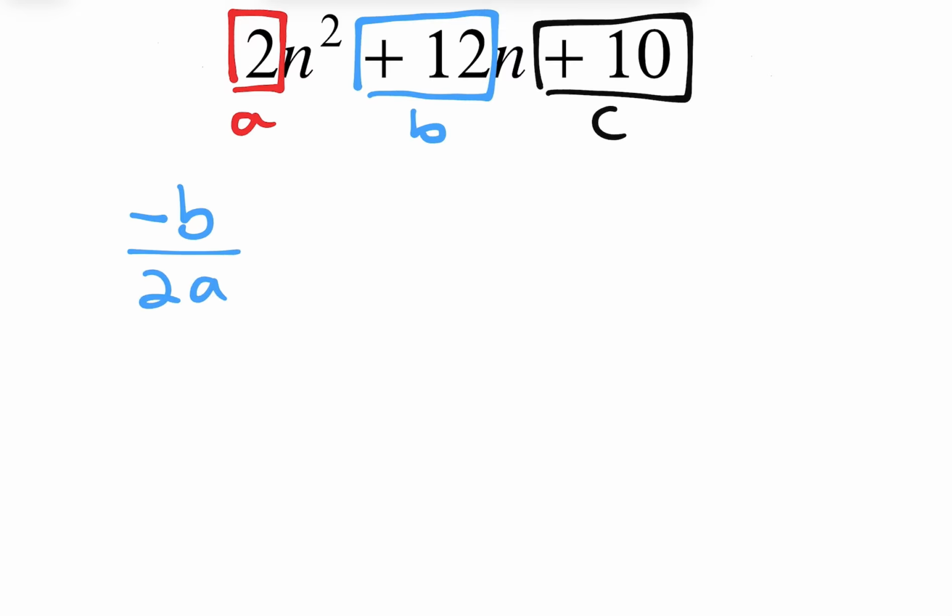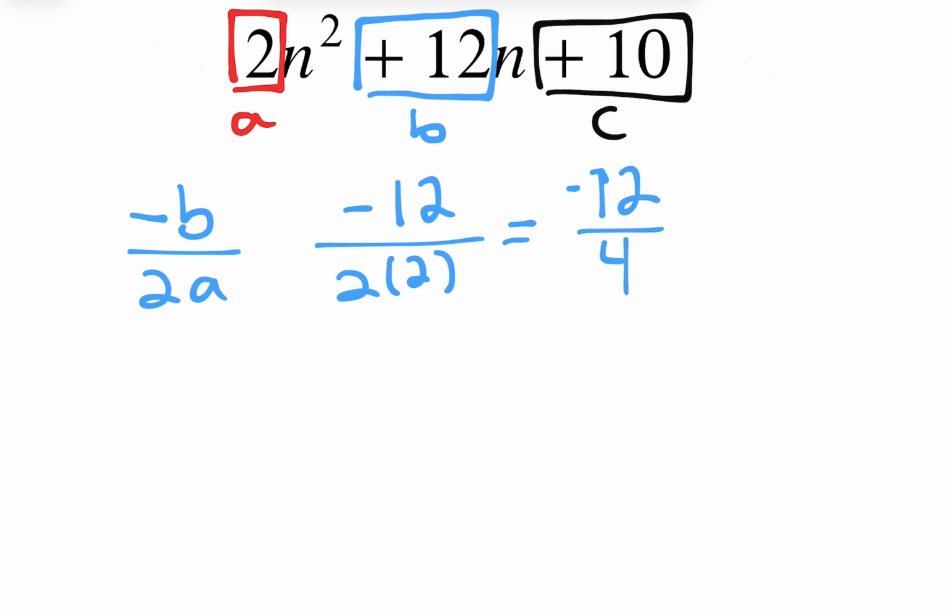So our b value here is 12, so we'll take negative 12, the opposite of b, over 2 times our a value, which in this case is 2, and that will be negative 12 divided by 4, which equals negative 3. So our final answer will be a coordinate pair. If you think of what a vertex is, it's placed on a coordinate plane that you could graph.